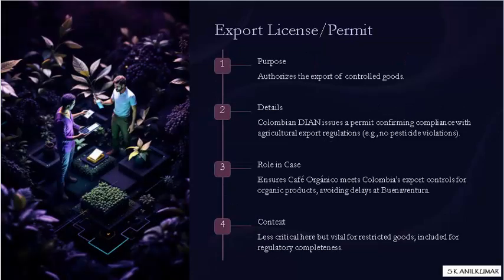For example, the export license. The export license authorizes export of controlled goods. Colombian DIAN issues a permit confirming compliance with the agricultural export regulations, which means no pesticide in the coffee that is being exported. This will ensure Café Orgánico meets Colombia's export control, and it is a reputational risk control measure. This will avoid delay at Buenaventura port. This is critical because it is included for regulatory completeness.